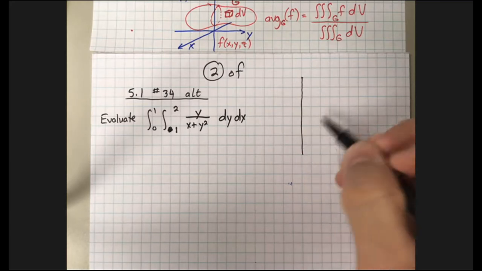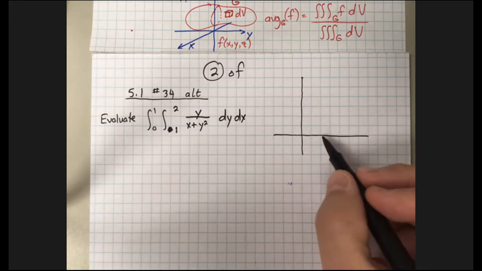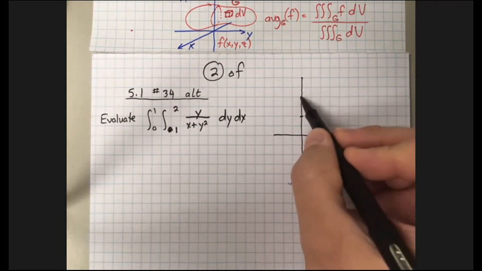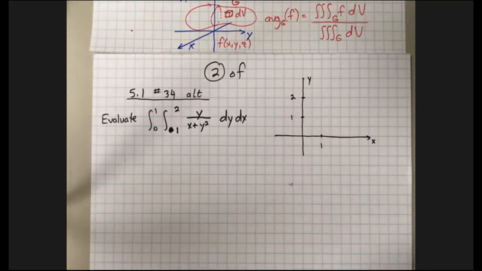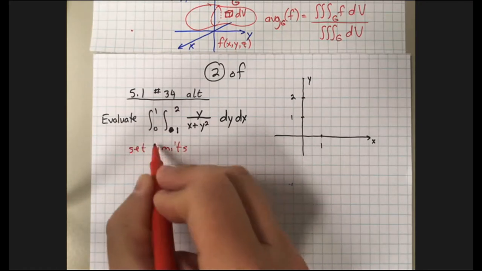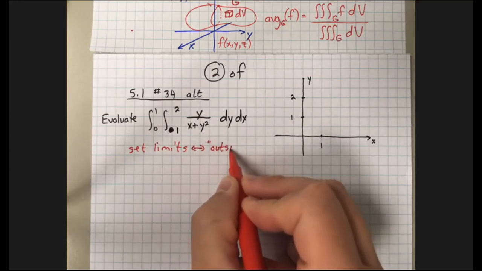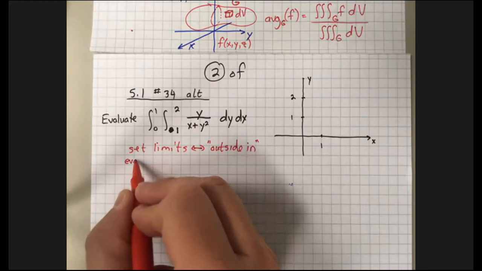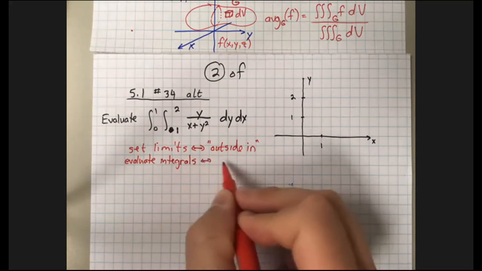I can understand the region that we're using. The x variable goes from 0 to 1, and the y variable goes from 1 to 2. So let me write this down. You set limits in any multiple integral from the outside in. You describe regions or solids from the outside in, and you evaluate multiple integrals from the inside out.